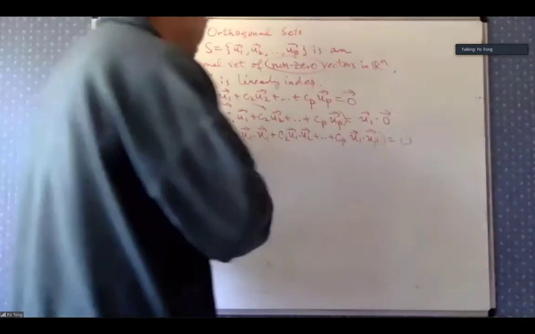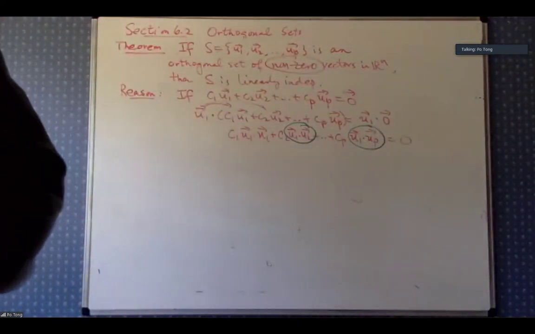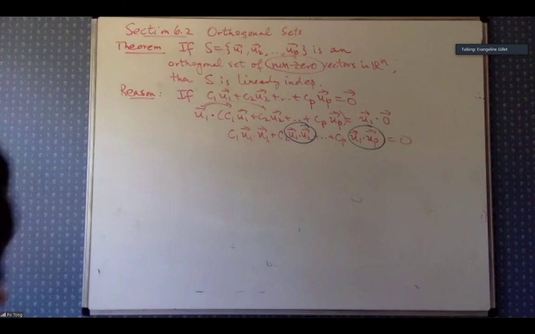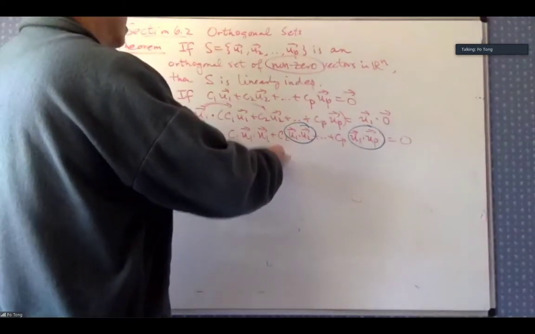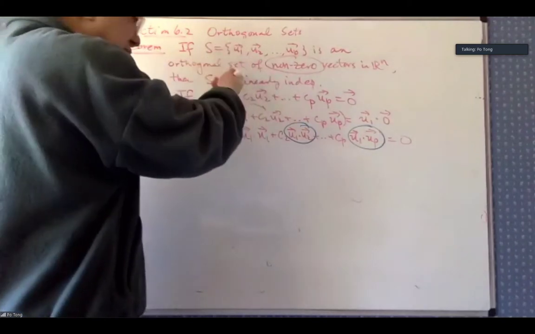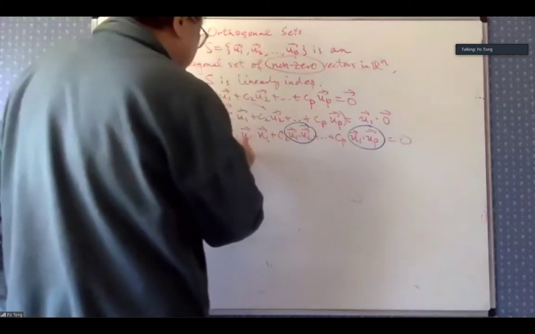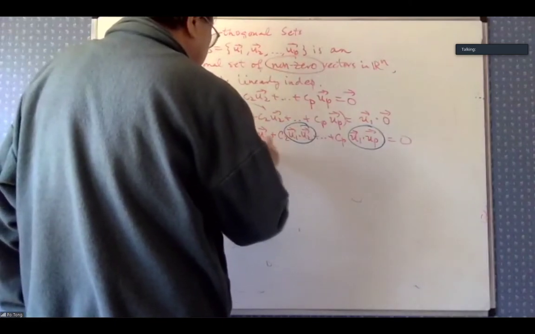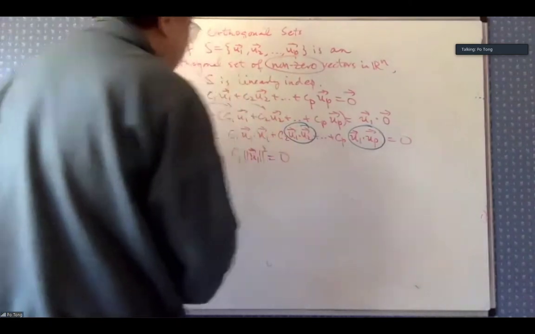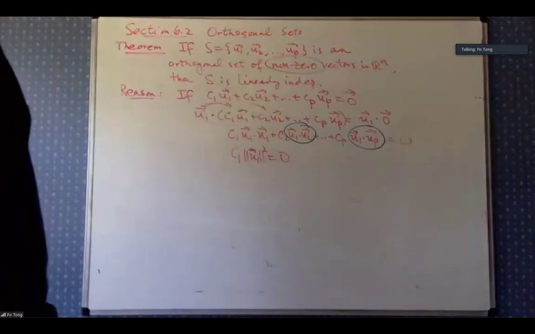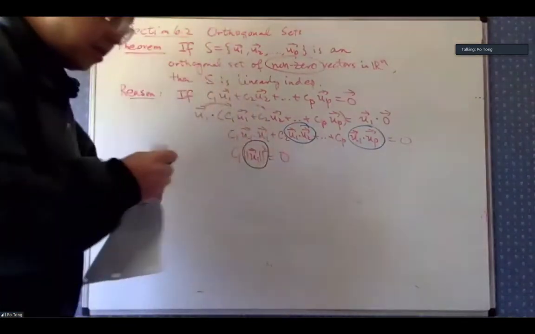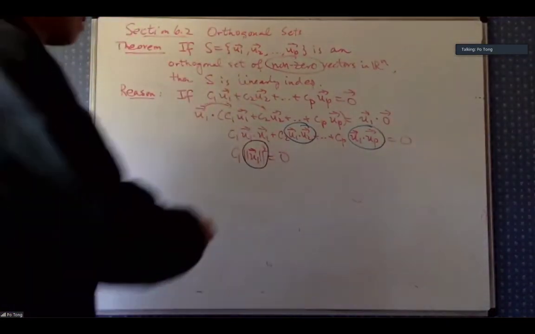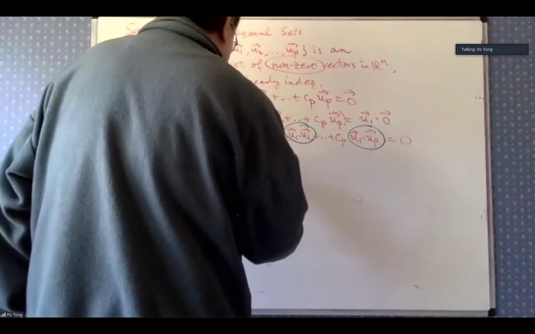What happened to all those guys? They are 0 because the original assumption is that this is an orthogonal set. So everything goes to 0, so it's C1 times the norm of U1 squared equal to 0. And because the vector is non-zero, this is not zero. So you divide by this, and you get C1 equal to 0.